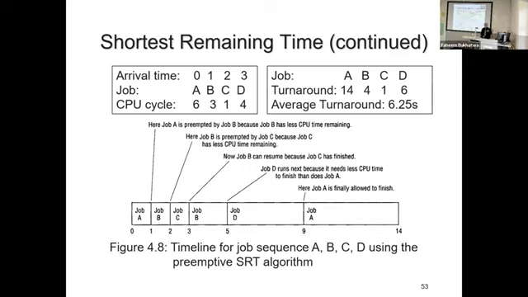Right, what about C? Yes, 1 turnaround. It arrived at time 2 and finished at time 3, so the turnaround is 1.